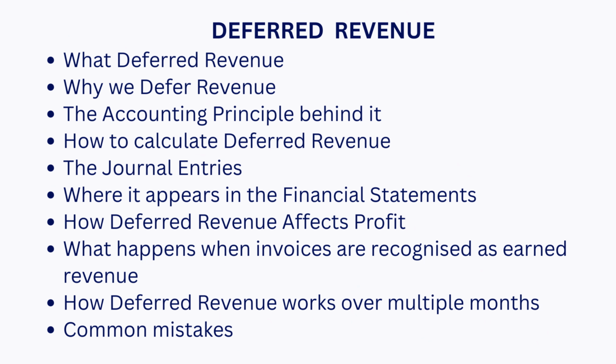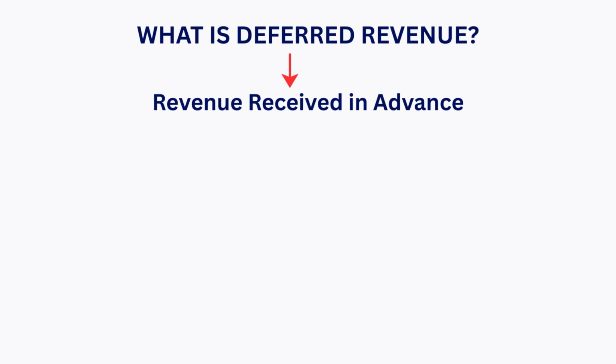Let's begin. Deferred revenue arises when a business receives payment or invoices a customer before it has actually earned the revenue. In simple terms, the customer has paid, but the business still owes goods or services. Because the work has not yet been completed, the business cannot immediately recognize all of that amount as revenue. Instead, the unearned portion must be deferred to a future period.